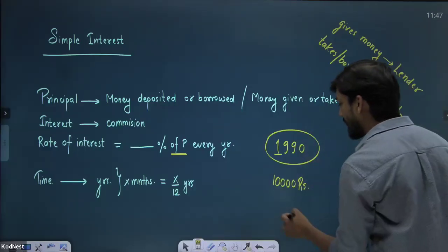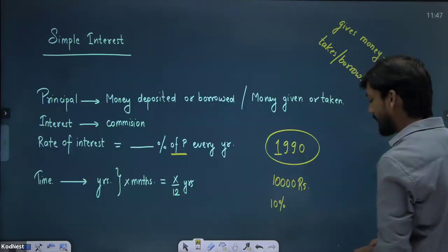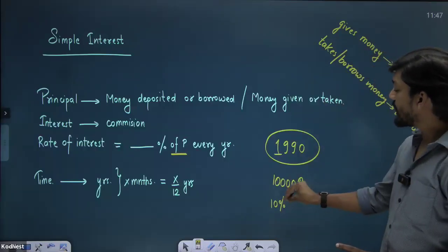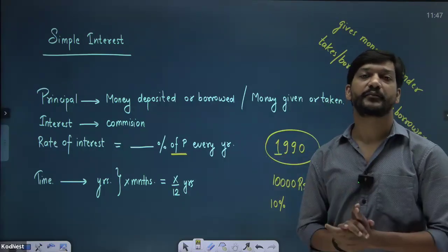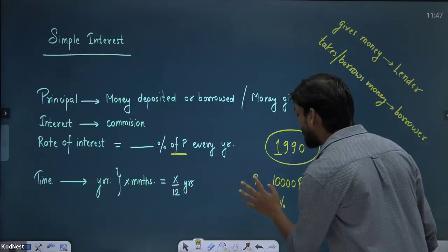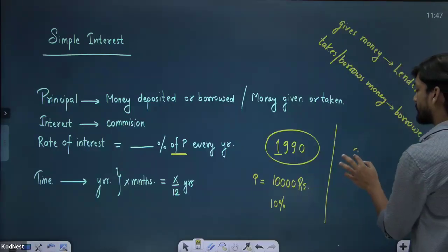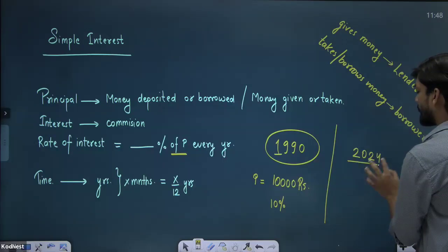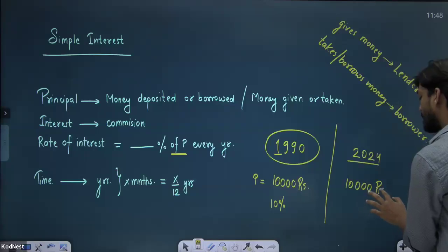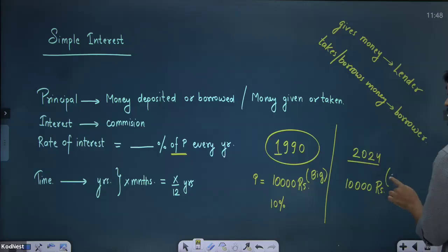The bank said to your grandfather, we will give you 10%. 10%, a very good percentage in terms of fixed deposit. So the bank said, we will give you 10% of this value every year, 10% of your principal, every year. This was 1990. In 2024, 10,000 rupees. You said, sir, this is big value in 1990, but now you are saying, sir, small value.